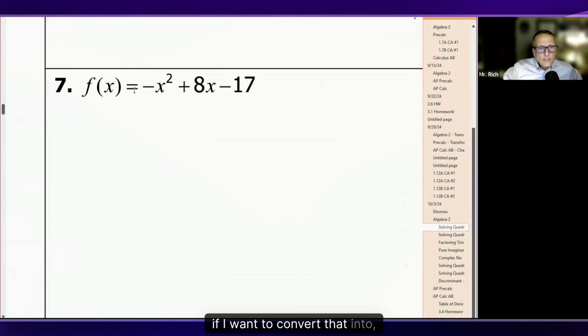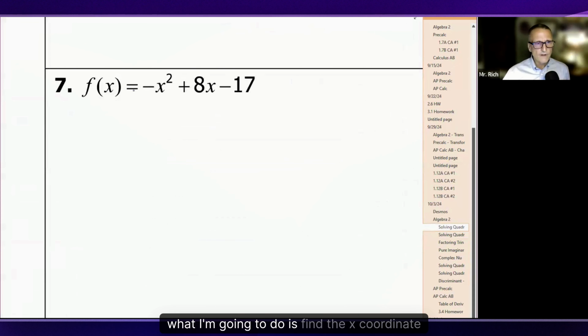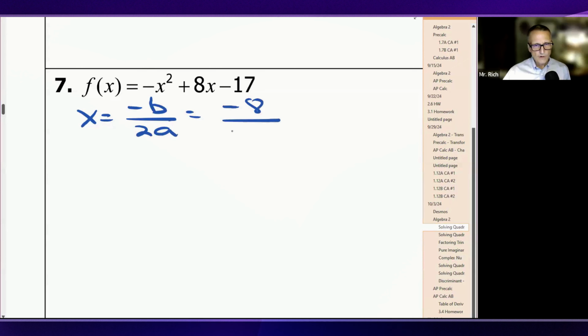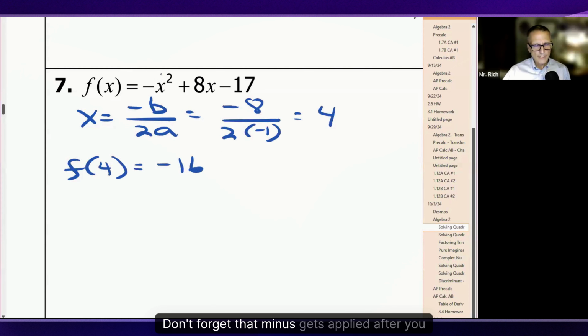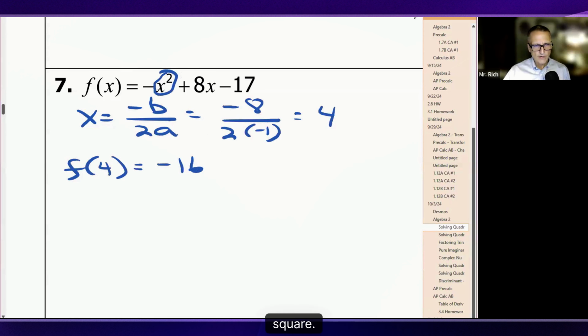If I want to convert that into vertex form, what I'm going to do is find the x coordinate of the vertex. I'm using -b over 2a. Negative b would be -8 over 2 times a -1. That's a +4. If I find f of 4, that's going to be a -16. Don't forget that minus gets applied after you square. It's not -x squared. So it's still a negative right here.